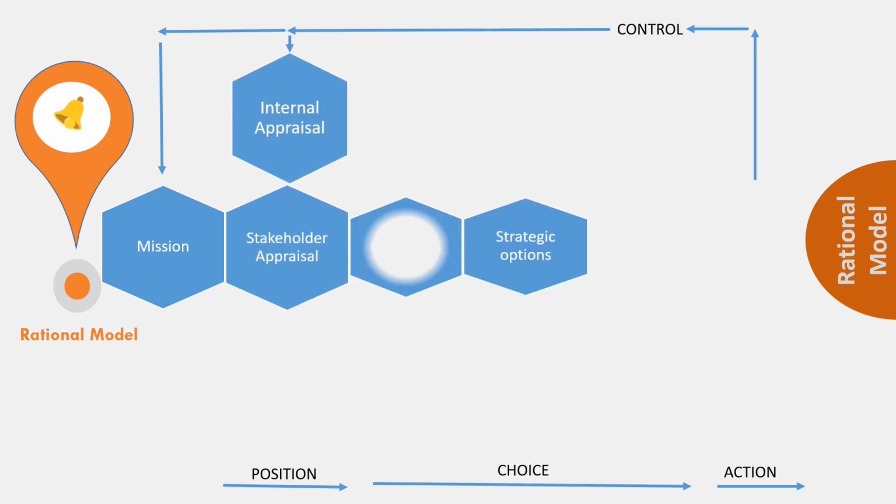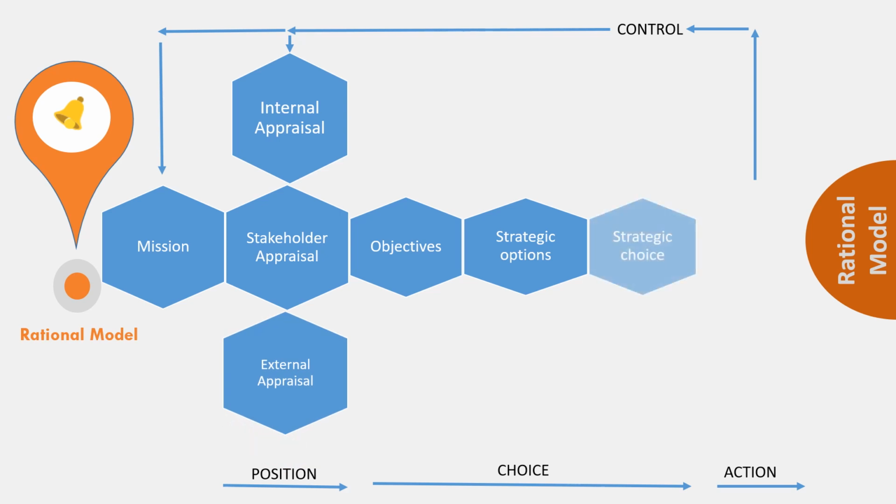So if we look at this model, we can see the different component parts, which includes the mission statement, and then the next section is the position, which includes the internal appraisal, stakeholder appraisal, external appraisal. Then the next section, which is the choice, which includes the objectives, the strategic options, strategic choice, and then the next section, which are actions, which includes the implementation of your strategic choice.